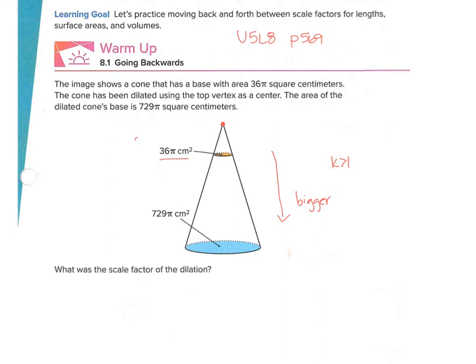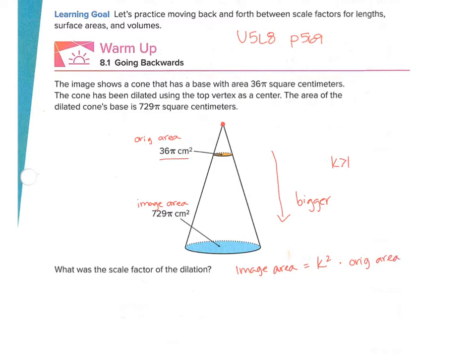This would be my original area. It's area because they're telling me the area of the circle on the bottom. And this is my image area. It's the one that comes after. So I'm going to use my area equation. Remember, the image area equals k squared times my original area.